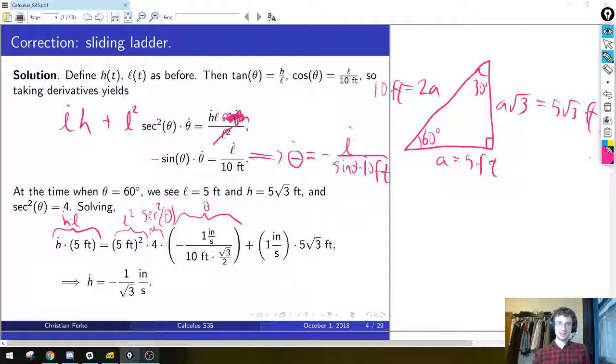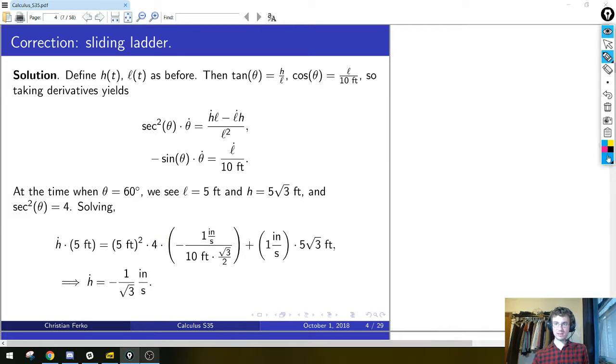The second piece is this L dot H guy. Again, at the time in question, we know L dot is an inch per second, and we know H from the diagram is this thing, which is 5 root 3. So I put in L dot times 5 root 3. And at this point, all we have to do is some unit conversions and some arithmetic, I guess. So I will try to do this.